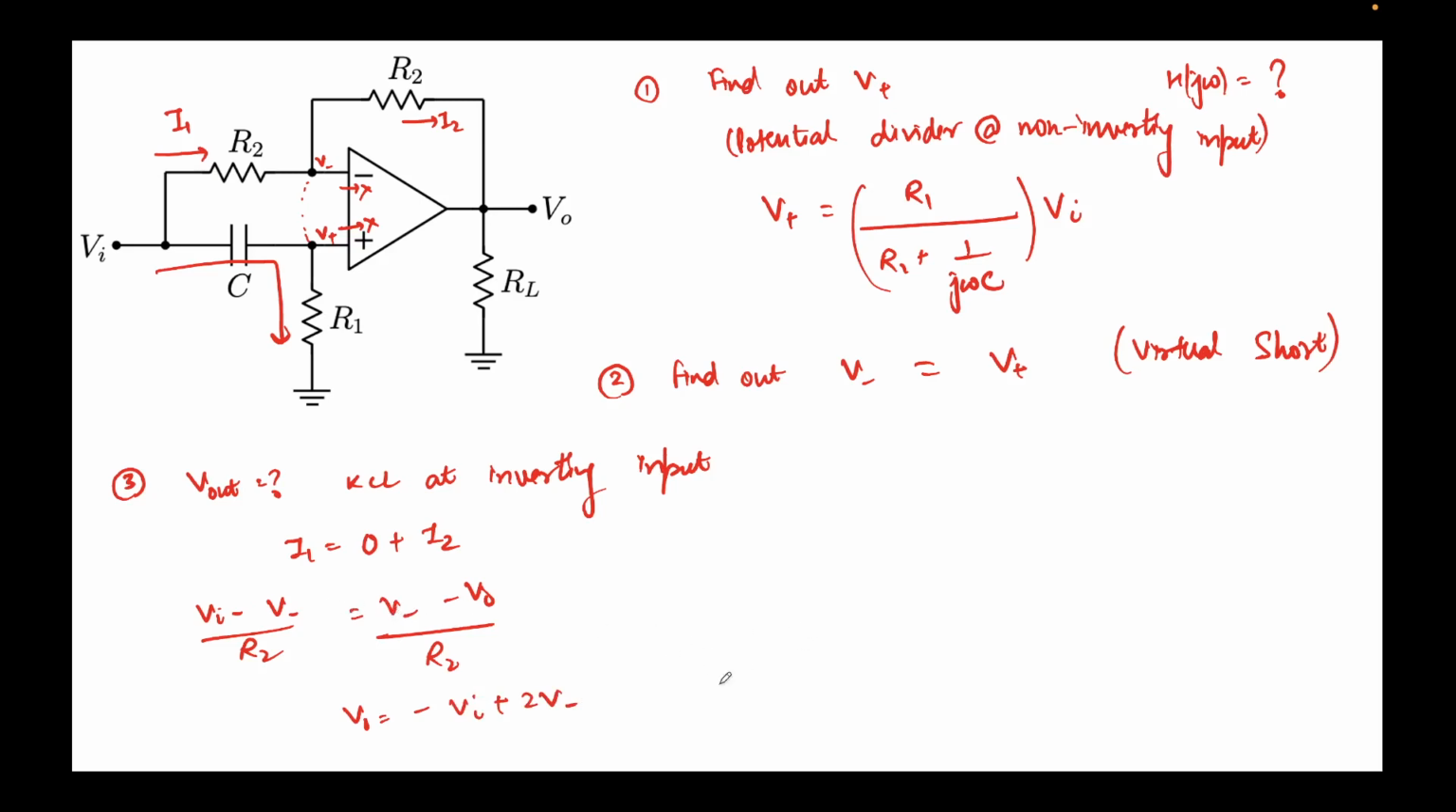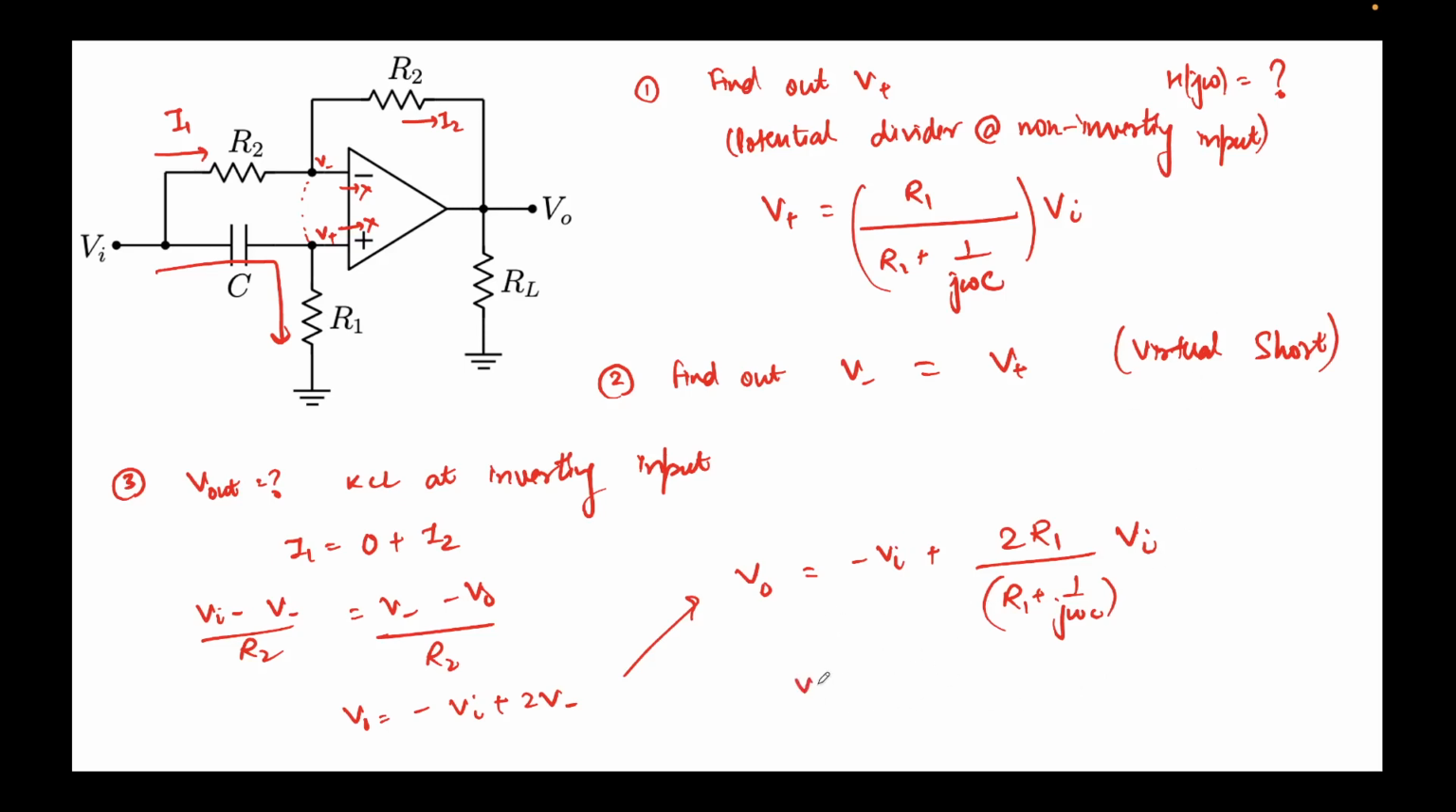Alright. So Vi is an independent variable, that's fine, and V minus is nothing but V plus, for which I have an expression over here. So I'll write this properly here. It will be minus Vi plus twice of V minus, so twice of R1 over R1 plus 1 over j omega c times Vi, right? But remember, we have to obtain the expression of V0 over Vi. That's how we express the transfer function.